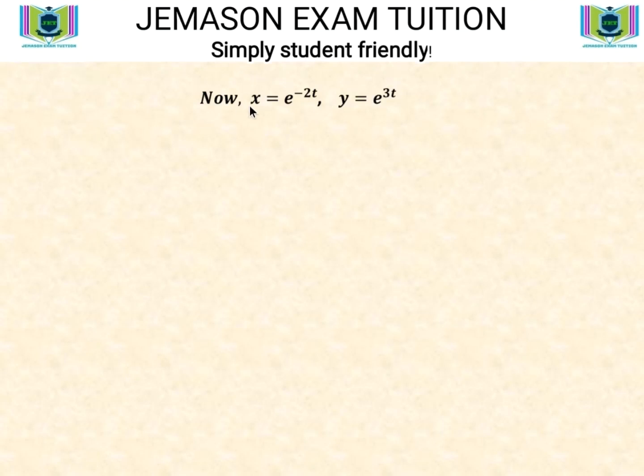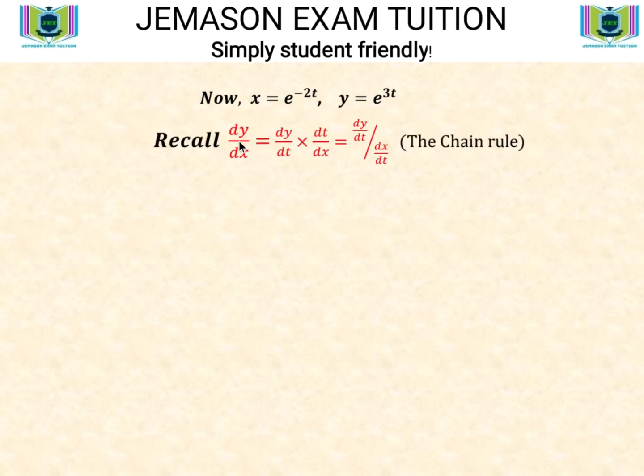To start, we look again at the parametric form of the curve, which is given as x equals e to the negative 2t, y equals e to the 3t. Actually, the curve is said to be given parametrically because x and y are defined in terms of another parameter, t. And to differentiate, we need to use the chain rule in order to get the first derivative of y with respect to x.